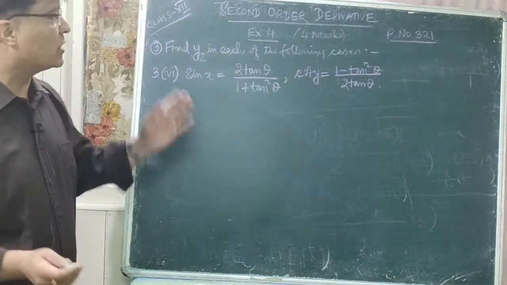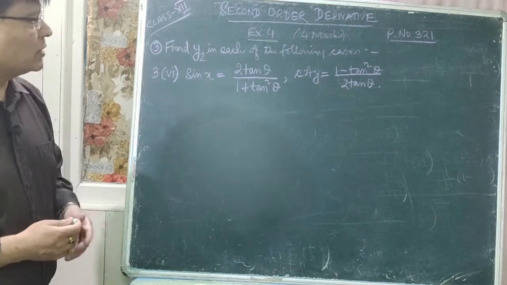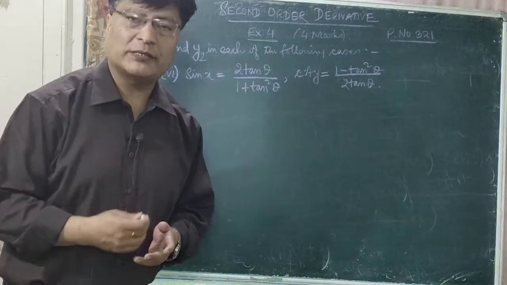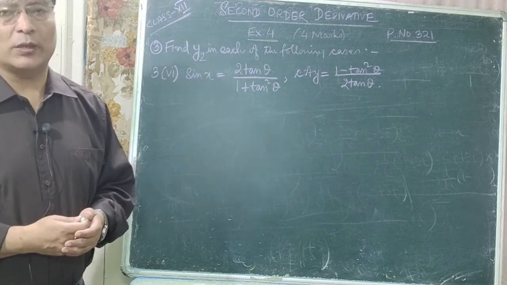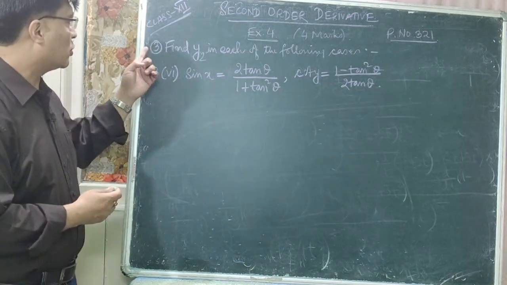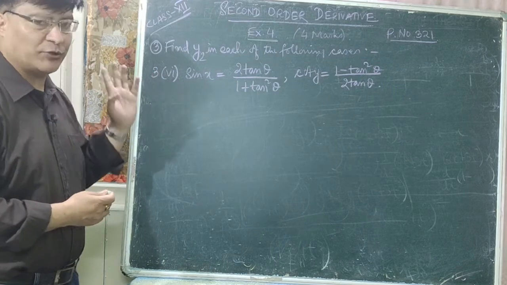Right? So same exercise 4. Each question carries 4 marks. Page number is 321 from the book Higher Mathematics for Class 12 by SN Dey. So question number 6 of question number 3.